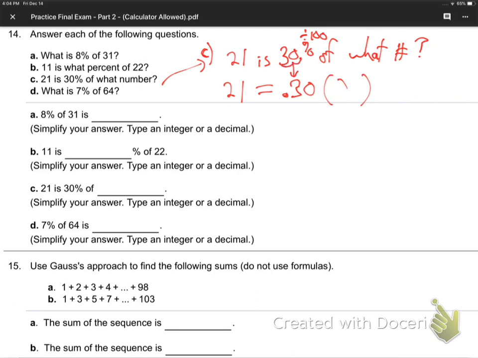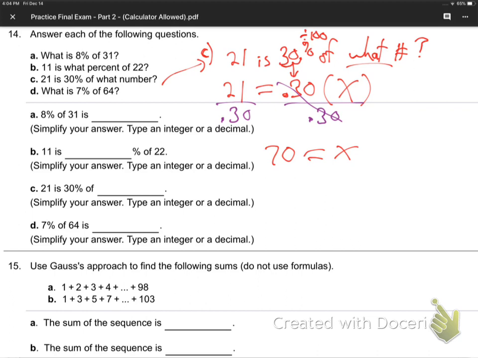Of is times. What number? The what is always our x. So that's what we're trying to solve, trying to solve for x. How do you solve that little equation for x? Divide by the 0.30. That cancels out. X equals 21 divided by 0.30. I think the answer is 70, isn't it? Let me double check on my calculator. Yeah, 70 is the answer to part C.